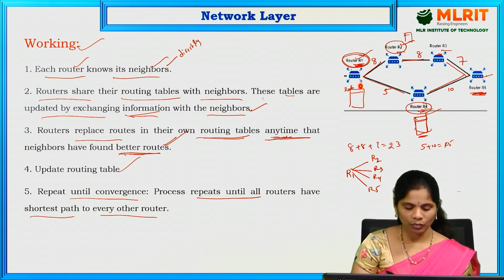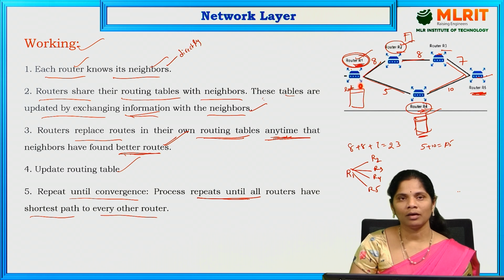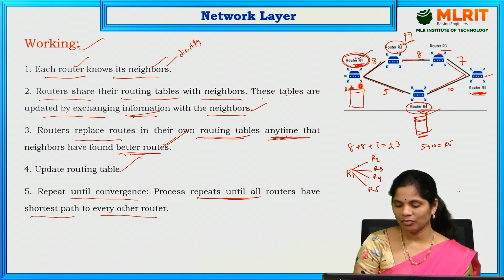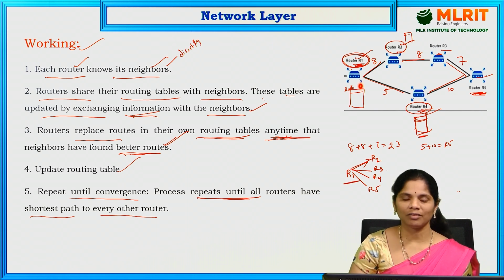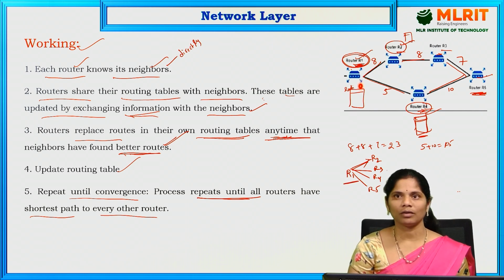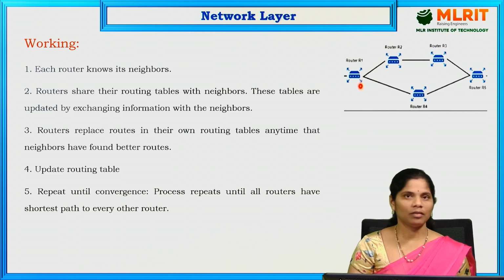Based on that routing table only, this process will continue until it reaches the best destination between R1 and R2, R1 and R3, like that. For each and every router, we have to calculate. That is the process of distance vector routing. So let us see how this distance vector routing works.